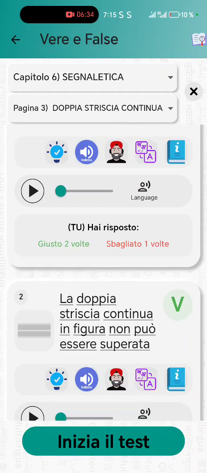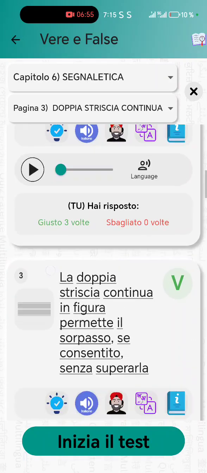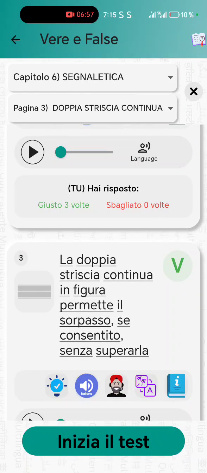So you see this one tells us now. You see la doppio strisce continuum in figura. You say non puoi essere superata. You can never cross this line. So you cannot. You know if you cross this line, if you do overtake and go to the other lane, so you know if you do inversion de marcha. That's why I say it is a continuous line. It cannot be crossed.